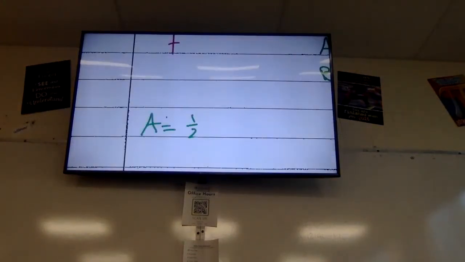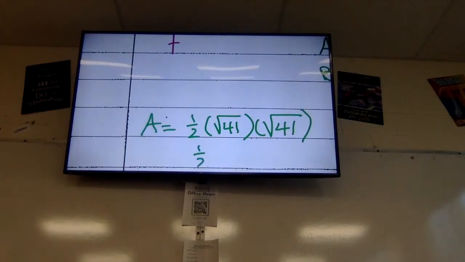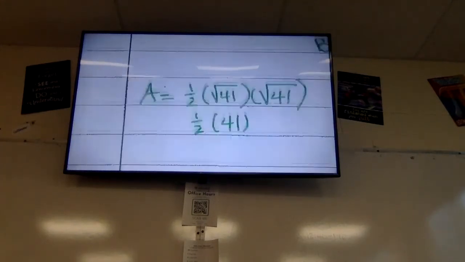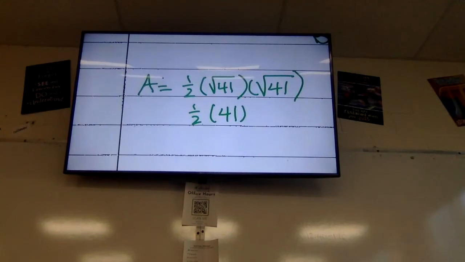Area is going to be 1/2 times root 41 times root 41. When I multiply root 41 times root 41, I just get a normal 41. And unfortunately, 41 is not divisible by 2, so you can leave it as 41 over 2, or we can make it a decimal. It is 20.5 units squared.